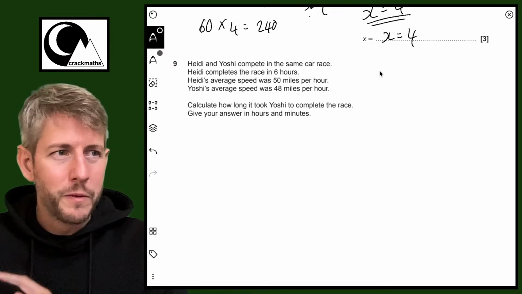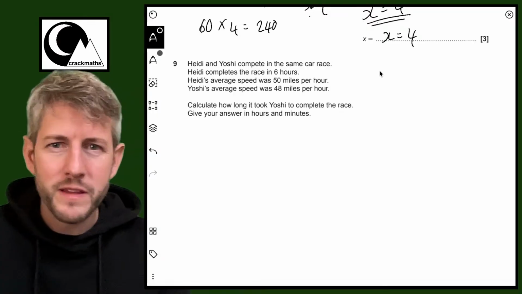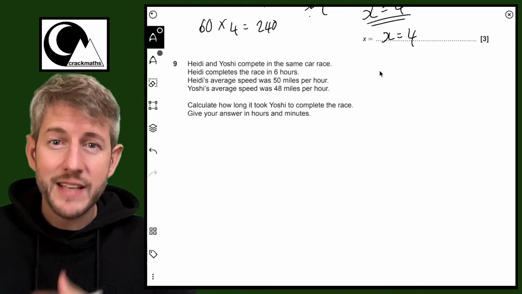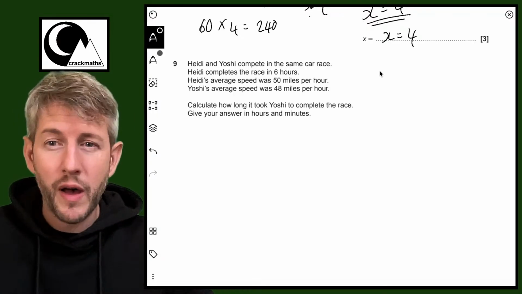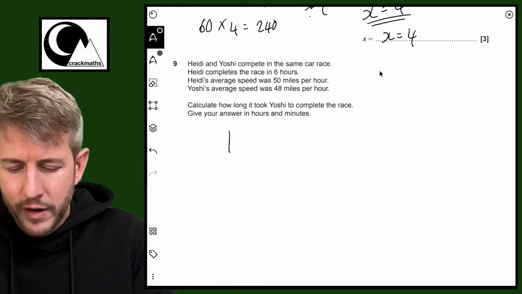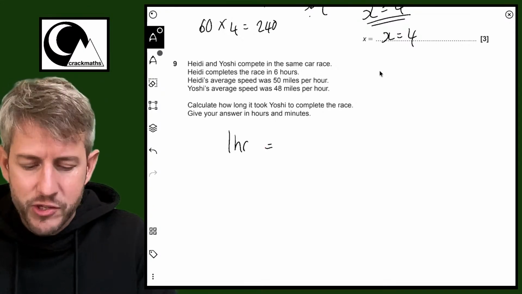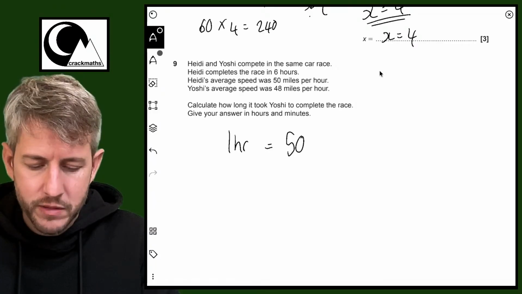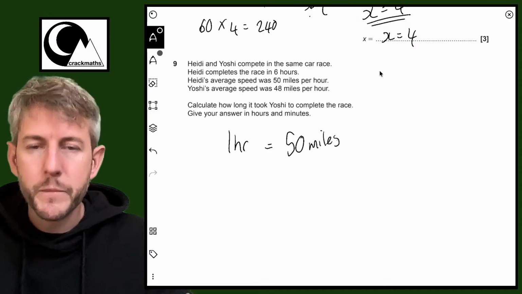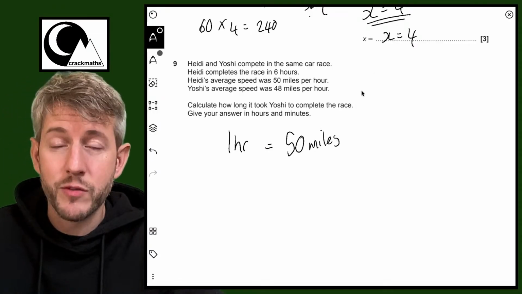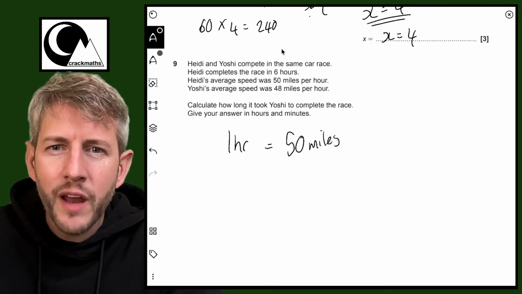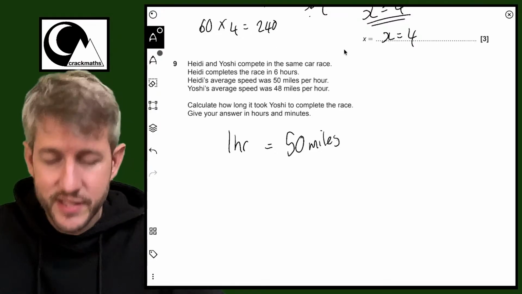Okay, right, so let's break this down. So we know that Heidi's average speed was 50 miles per hour. So that means in 1 hour, Heidi travels 50 miles. Here we go. So in 1 hour, Heidi travels 50 miles. Now, we know that Heidi completes the race in 6 hours.